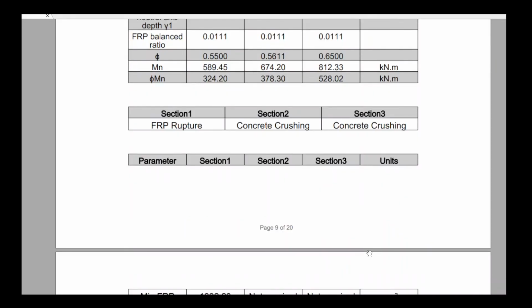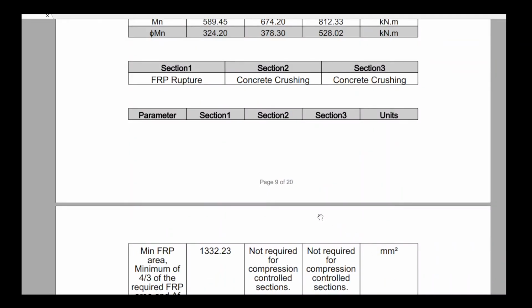section 2 and section 3 are controlled by concrete crushing. Also, the software checks against the minimum FRP area. So in case of concrete crushing, checking the minimum FRP area is not required by the code, so we only check the minimum FRP area for FRP rupture.